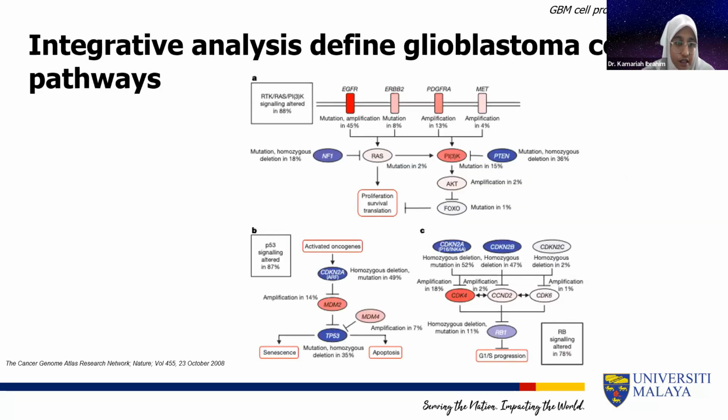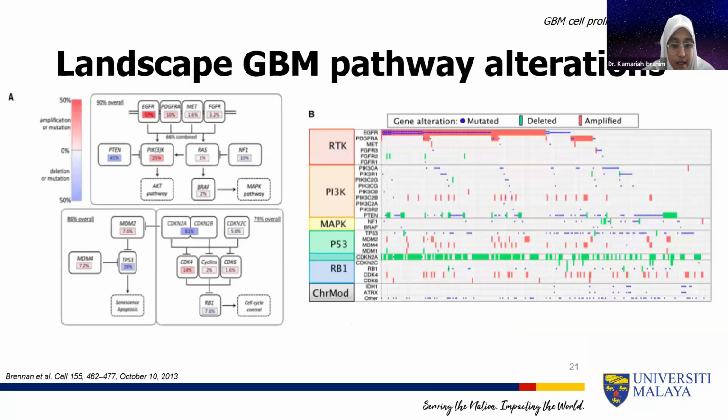So if you look at the integrative analysis defining glioblastoma core pathways, these are the pathways that allow GBM cells to proliferate and survive. You can see that the most involved pathways are the RTK, RAS, PI3K signaling pathways, P53 pathway, and RB signaling pathway that have been altered. This also shows the landscape of GBM pathway alterations across patient samples.